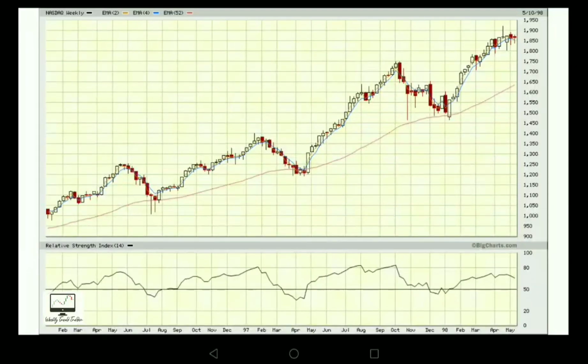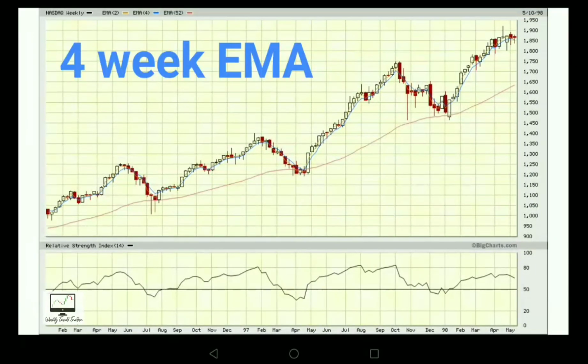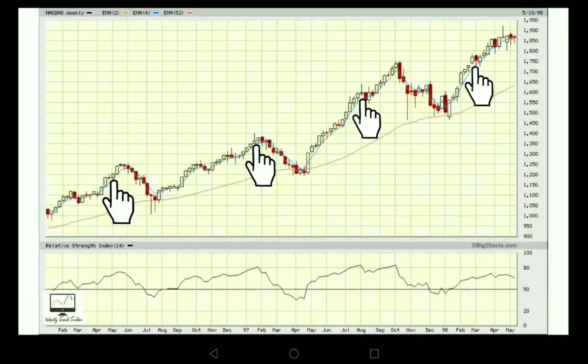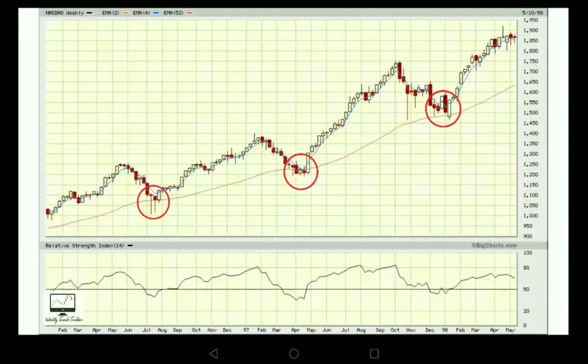Then we want to plot on there a 2-week moving average, which is our signal line, and a 4-week exponential moving average. And you'll notice that we've got here the swing high, the swing low, swing high, swing low, swing high, swing low. And we'll look back in a minute to see exactly how the strategy takes us through the swing highs and swing lows for the wins.